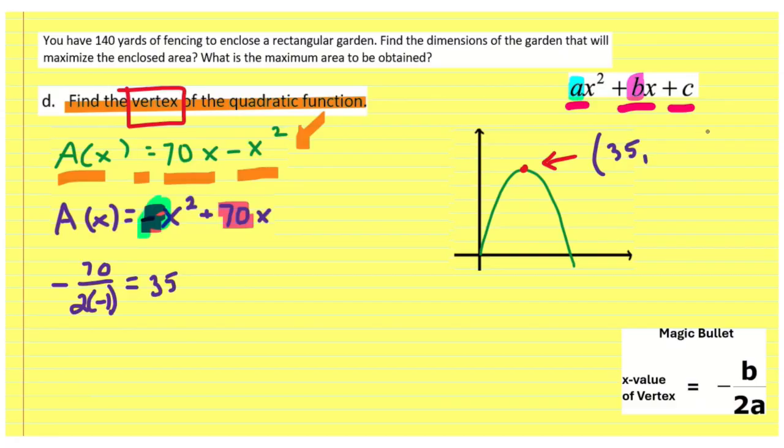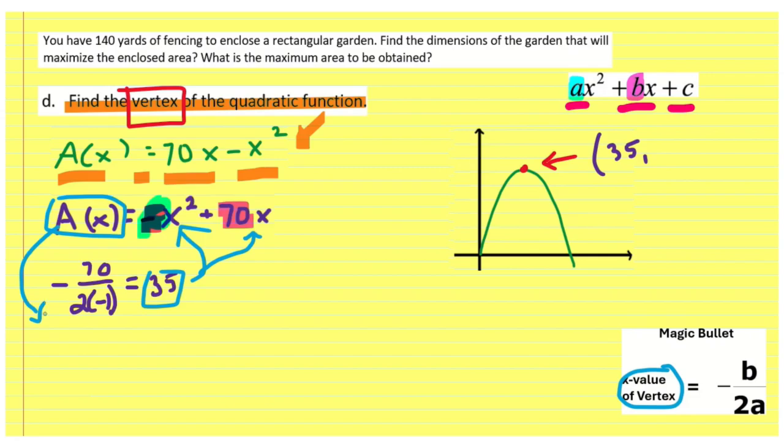So how am I going to find the y value? I'm going to find the y value by taking this x value, the x value of my vertex, and I'm going to plug it back into my original function, and it is going to pop out my function value. And I have to remember that my function value is the y value. So let me get rid of that. There we go. So we're going to put 35 in there.